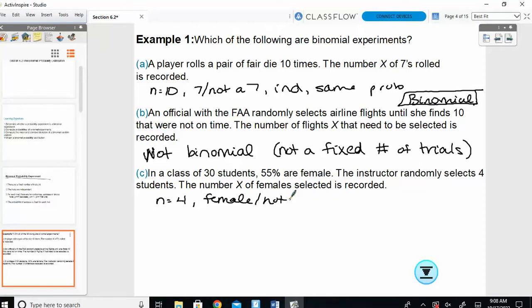She comes up to the front of the room. Now I need to select another person. What's the probability of that person being female? 7 out of 11, right? Because I've already taken one person out.